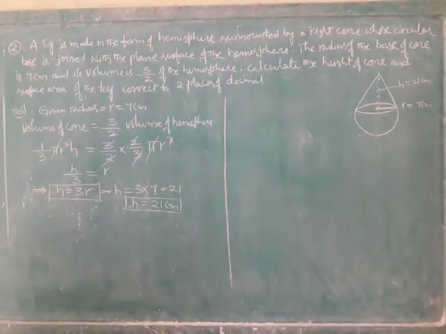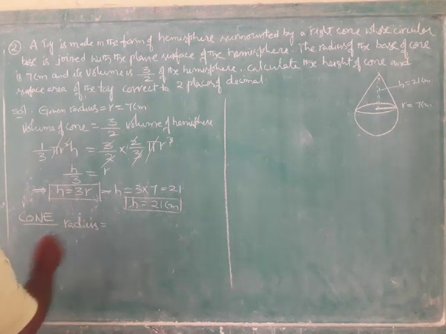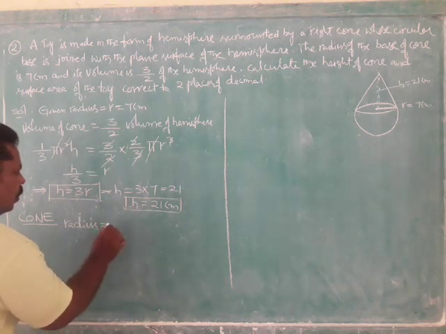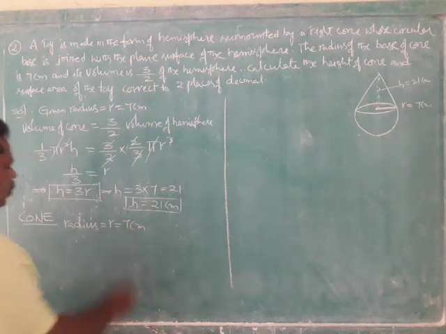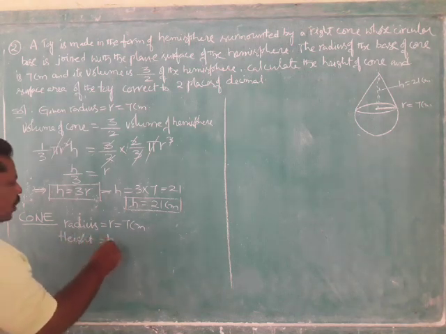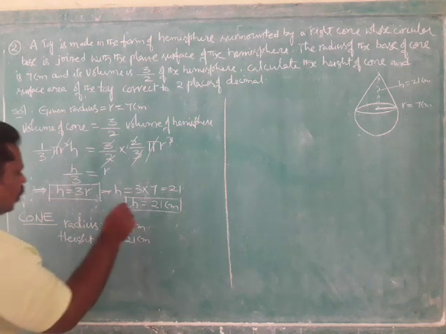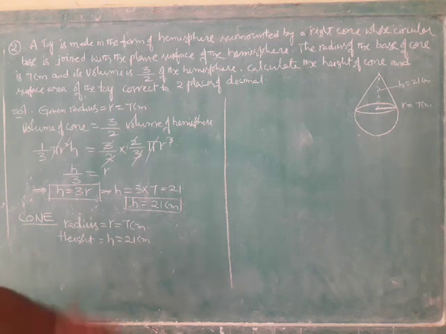Okay, children. Now, first take the cone. In this, radius r is equal to 7 centimeters, height h is equal to 21 centimeters. Now we are going to find out the surface areas of the cone and hemisphere.